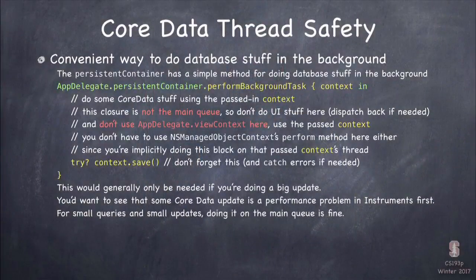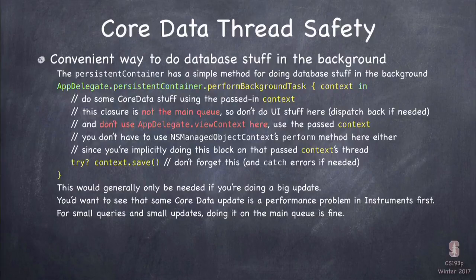Well, you're going to use this really cool method in persistent container. This is new in iOS 10, a super cool method that makes it really easy to do background processing with Core Data. It's called performBackgroundTask. Remember, this is a function on the persistent container, that thing you get from the app delegate. It takes a closure, and this closure has one argument. The argument is a context, and that context is appropriate for use on this other thread that this is going to create for you.